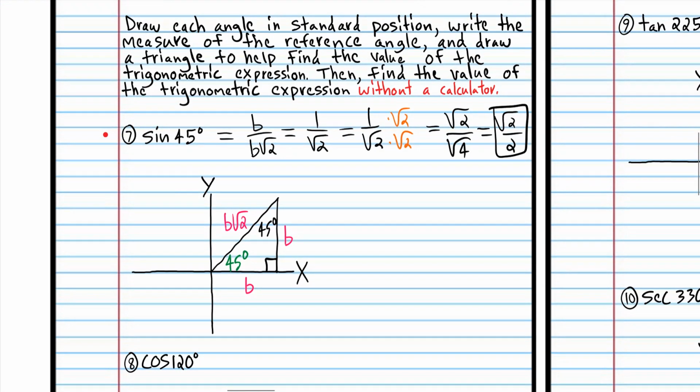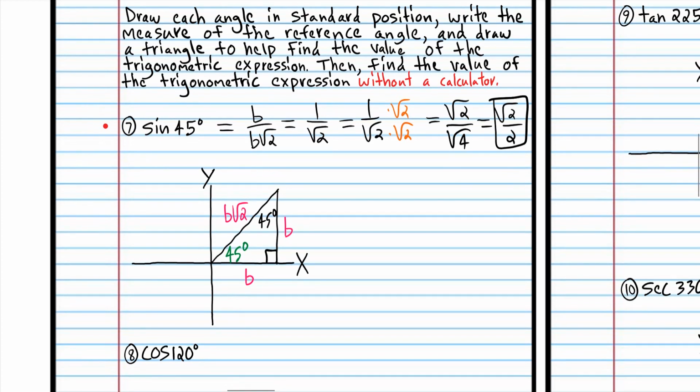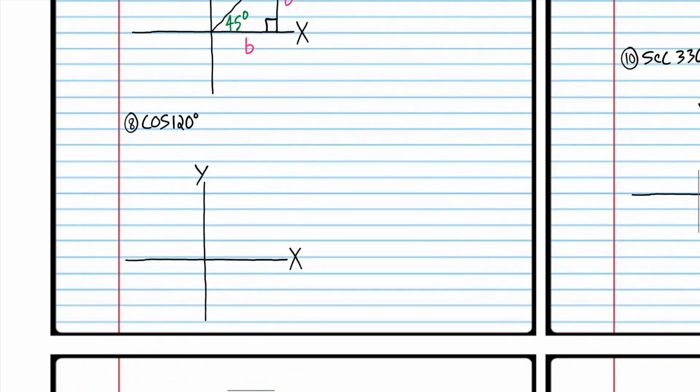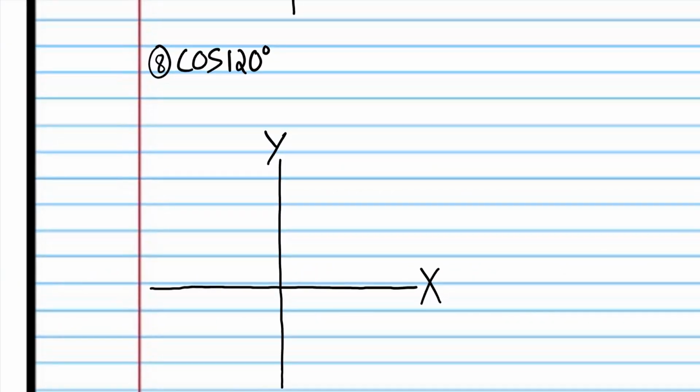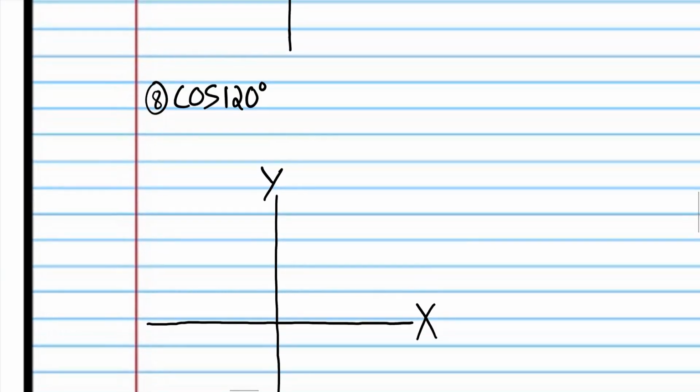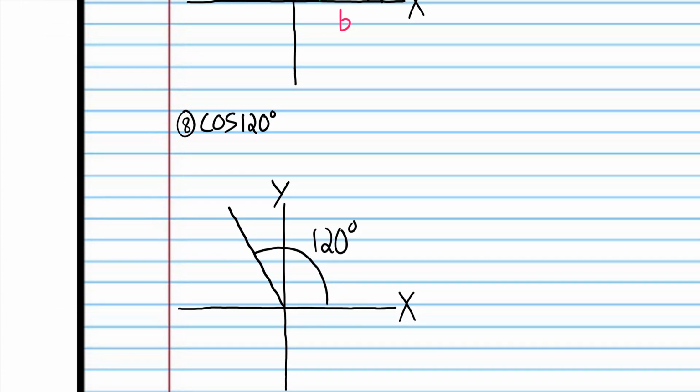Okay, so we drew the angle in standard position, formed a triangle, wrote the reference angle, and used the 45, 45, 90 degree triangle theorem. So now we have an angle that's 120 degrees. I'm going to write the angle in standard position. It's going to look something like that. Roughly something like that. So that's the angle in standard position.